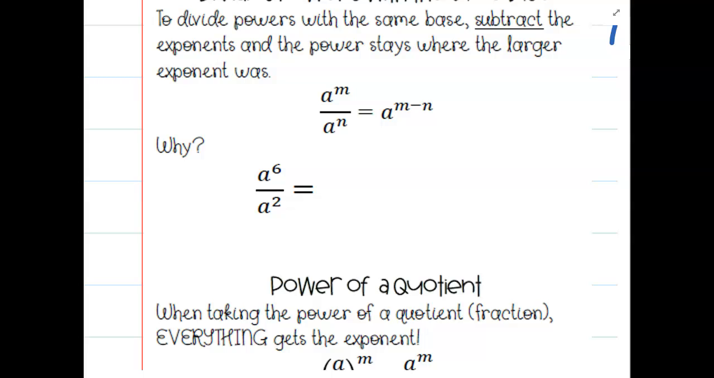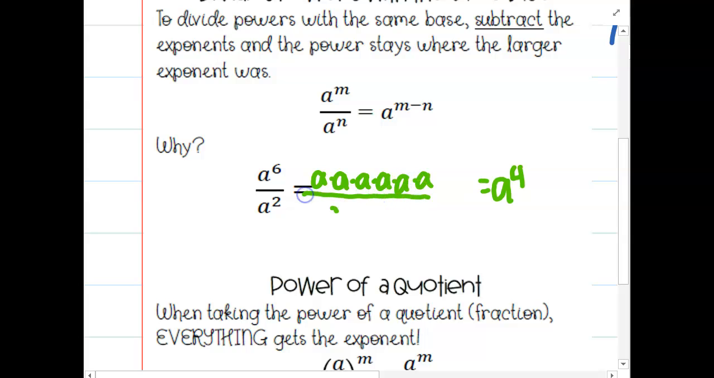Amazing. Okay, so once again, we need to understand the why. The reason why we subtract the exponents: if I have a to the 6th over a squared, the rule says we're going to subtract the exponents, so I would take 6 minus 2 and I would get a to the 4th. Let's expand it out. A to the 6th is a times a times a times a times a times a. And a squared is a times a.